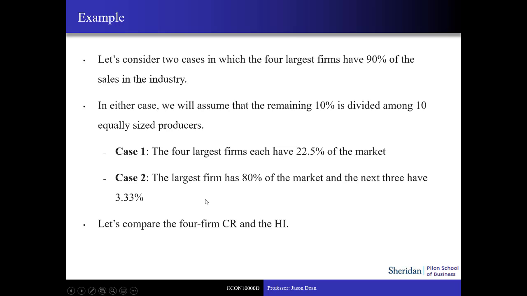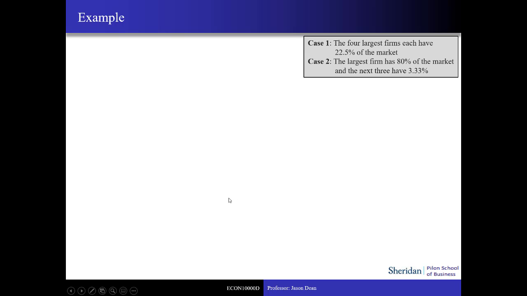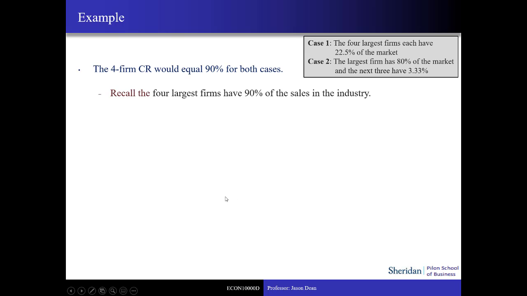So let's compare this four-firm concentration ratio to the Herfindahl index. In both of those cases, the four-firm concentration ratio is 90%. By what we defined in our example, those four largest firms represent 90% of the sales in the industry.